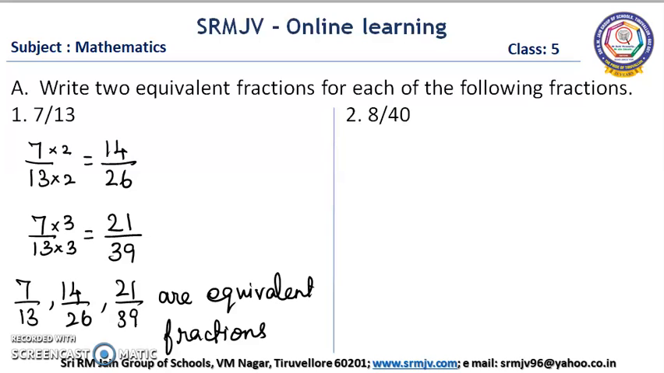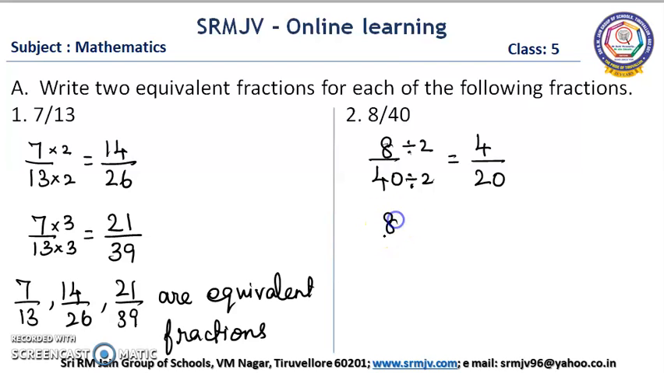Is it clear, children? Now, the second fraction is 8 by 40. Here, we can use the division method. Both the numbers are even numbers. So, we can divide the numerator and denominator by 2. So, 8 divided by 2, that is 4. By 40 divided by 2, that is 20. So, 4 by 20 is the first equivalent fraction.